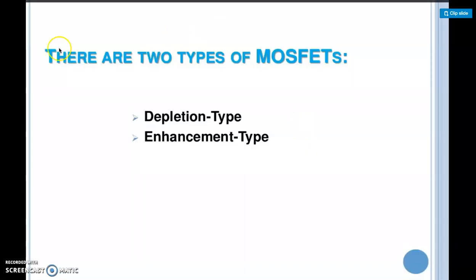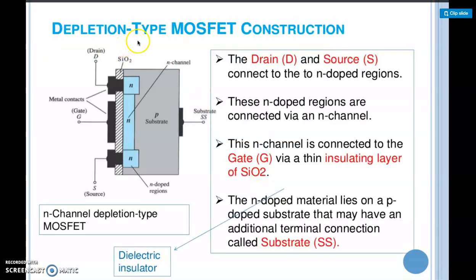In MOSFET, there are two types, depletion type MOSFET and enhancement type MOSFET. First we are going to start with the depletion type MOSFET. Let us see its construction. The construction consists of a P-type silicon bar, which we call the substrate, referred to as a P substrate since it is P material.